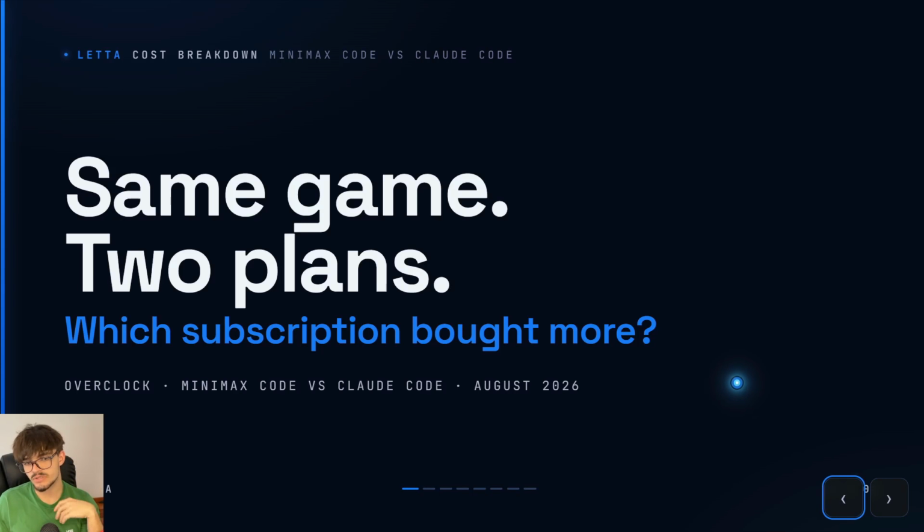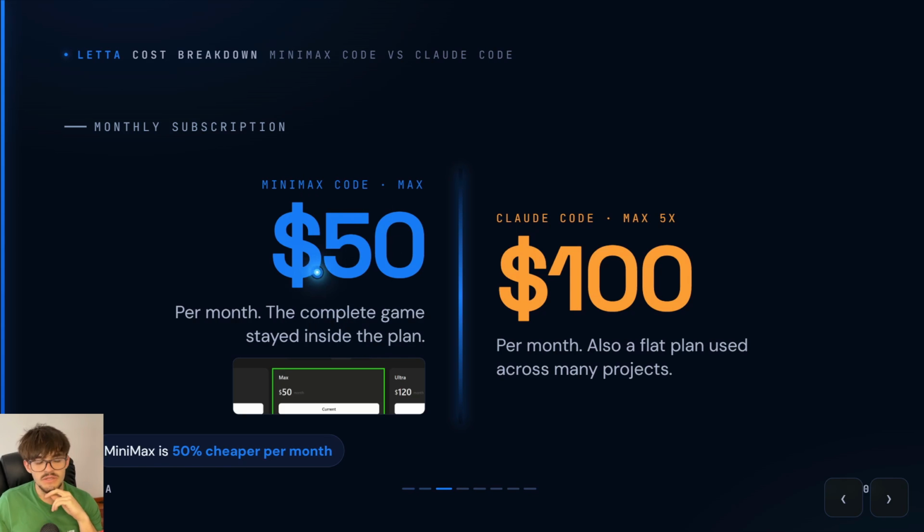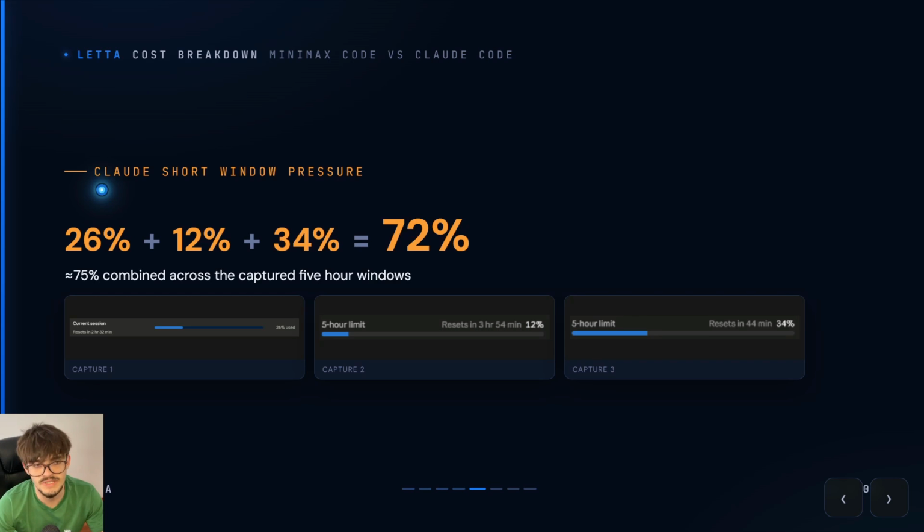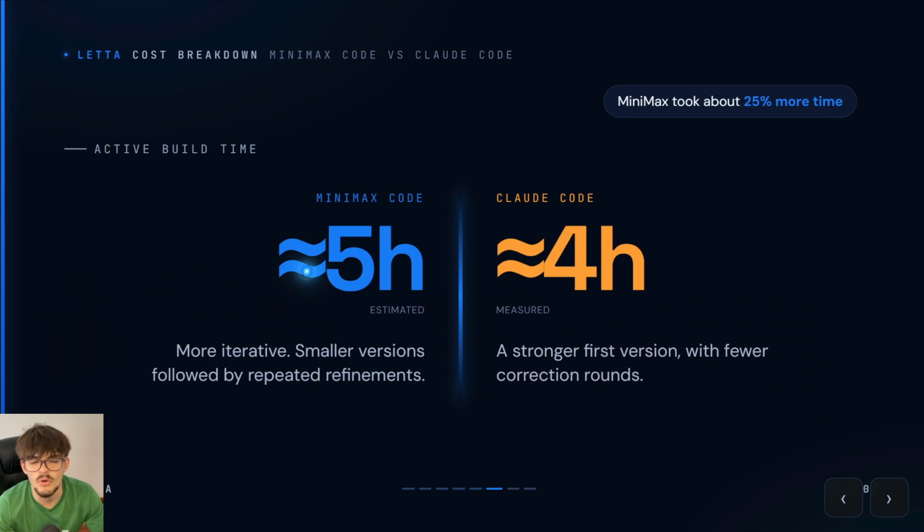But here's what's super important to consider. In MiniMax, I used a $50 subscription, whereas in Claude, I was using a $100 a month subscription. The important thing is that both MiniMax and Claude use around 10% of the weekly usage limit. But for example, with Claude, I really had a lot of short window pressure because it used around 72% of my 5-hour limit in the different sessions. Both worked for something like 4 or 5 hours.